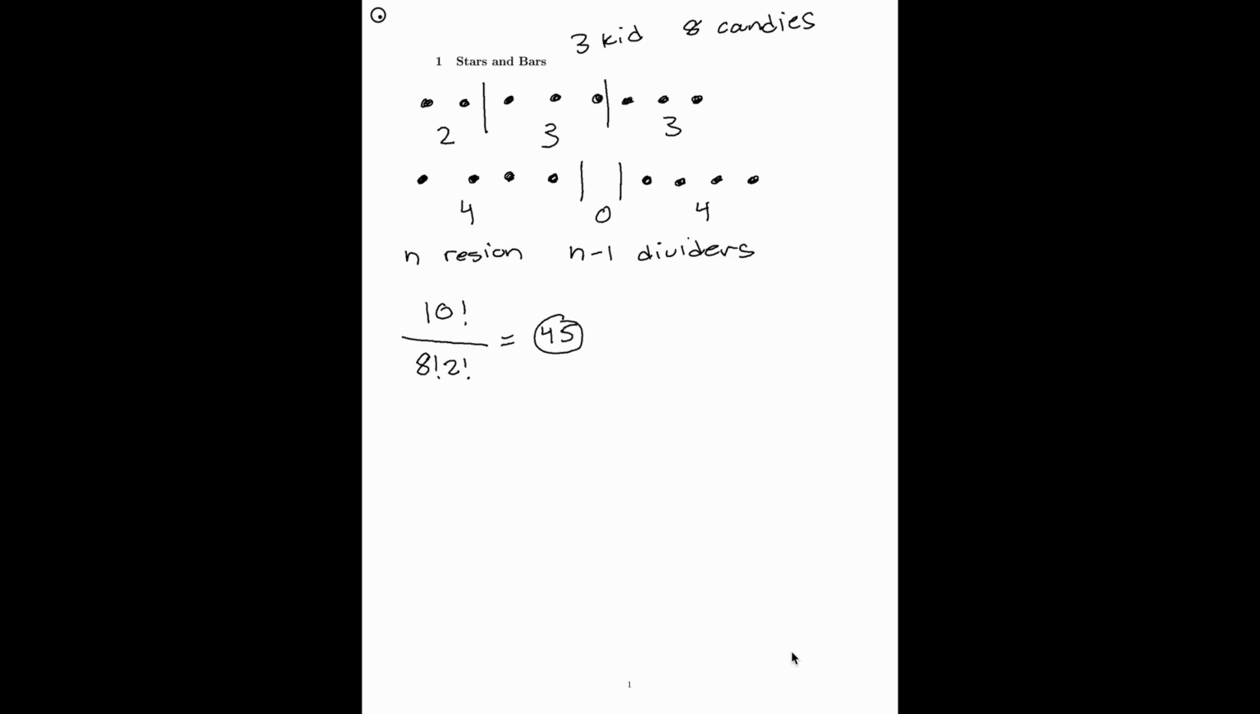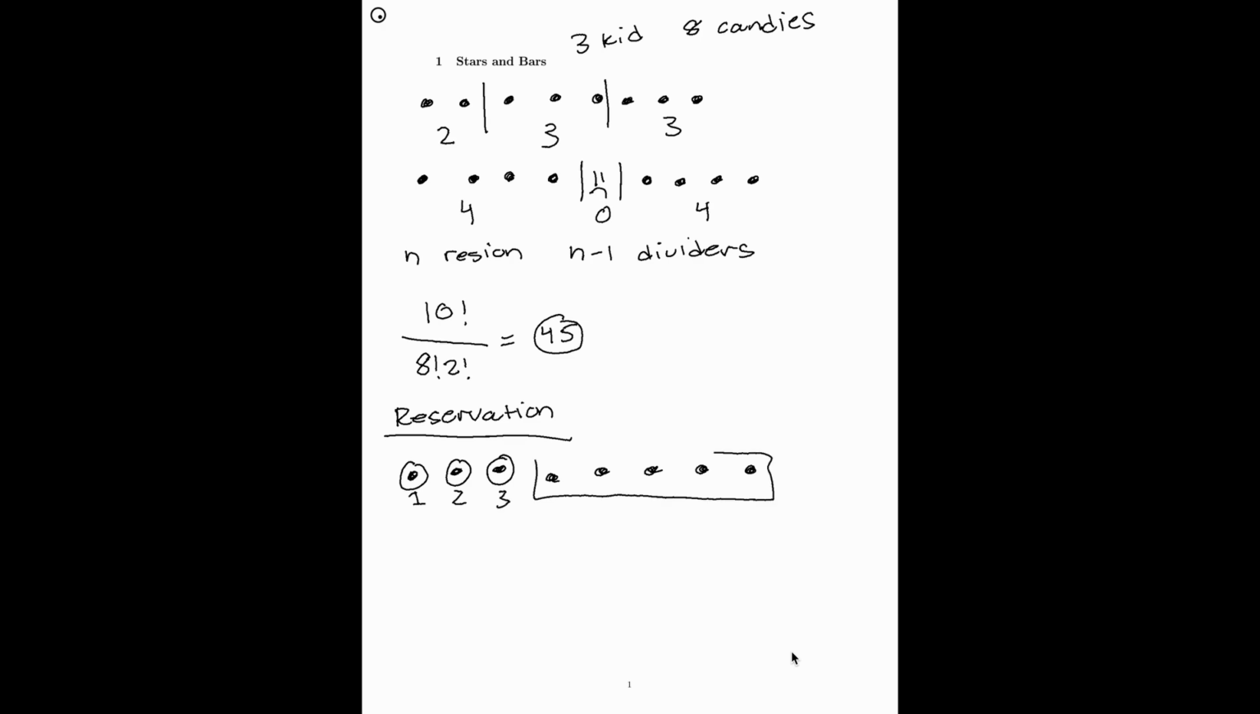Another very useful thing in stars and bars is the idea of reservation. Let's say in the previous example, the middle kid became very upset because they couldn't get any candies. So now we're going to say that each kid must get at least 1 candy. As you can see over here, I have another setup of 8 candies, where if I just reserve 1 candy for each of the kids, like this is kid 1's, this is kid 2's, this is kid 3's, then the remaining candies I can just distribute.